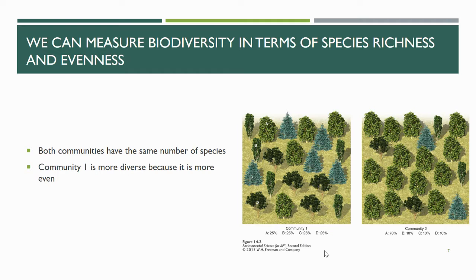This picture shows two communities, each with the same number of species, but community one is more diverse because it is more even. So its relative proportion of species is closer to the same than in community two, where it's mostly just species A.